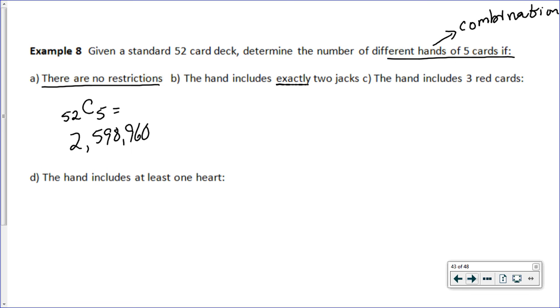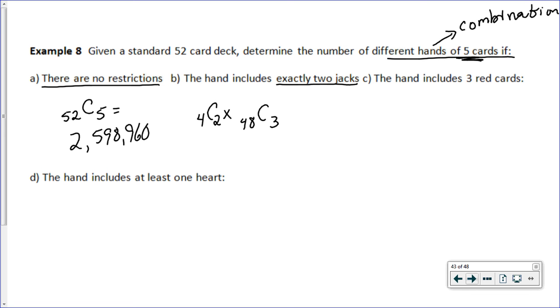This hand includes exactly 2 jacks. So if you could envision separating the jacks out of the pile, I'd have a pile of 4 jacks, and I would choose 2 of them. And in my hand, from the remaining cards, so I take the 52 cards, I make a pile of jacks, that's where I pick these from, and then think about how many cards are in the other stack. If I separated 4 here, I would have 48 left. And from those cards, which are not jacks, I'm going to choose the remaining 3 cards of my 5 card hand.